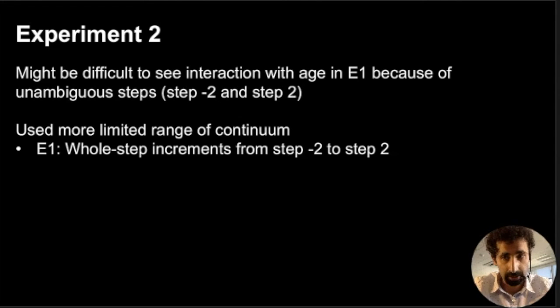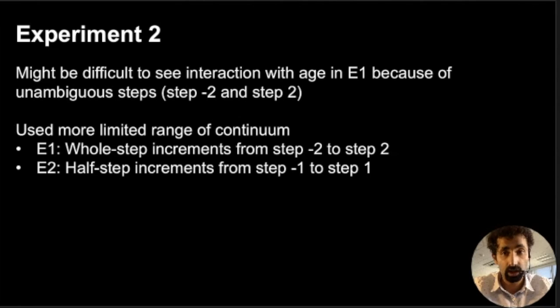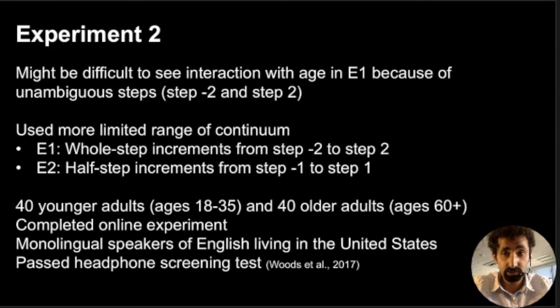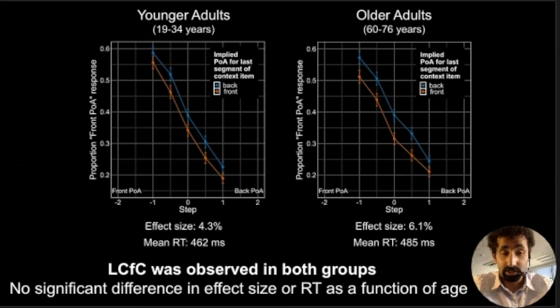Rather than using whole step increments from steps -2 to +2, we are using an equivalent number of half-step increments, still centered on that most ambiguous step. Now here we had 40 young adults and 40 older adults whose data we're analyzing, and we followed the same recruitment procedures as before. For this second study, however, we're analyzing data from older adults who are 60 and up, as opposed to 65 and up in our previous experiment, since we were having some difficulty recruiting older adults 65 and up here. And so here are the results.